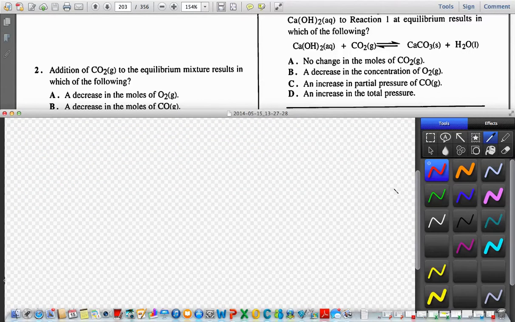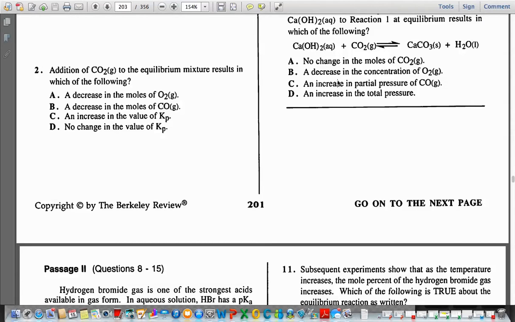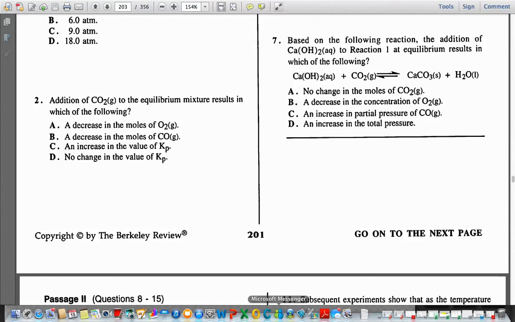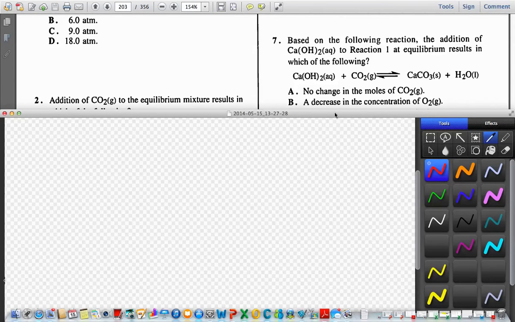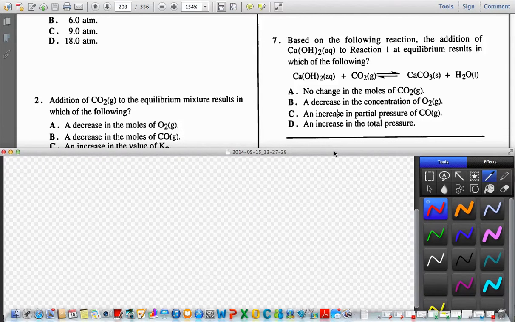All right. Whoops, I'm missing part of the question, aren't I? Yes, here we go. Okay, so we're going to add calcium hydroxide. That means we're increasing the concentration of a reactant. Le Chatelier's principle will shift to the right. So A is not correct.